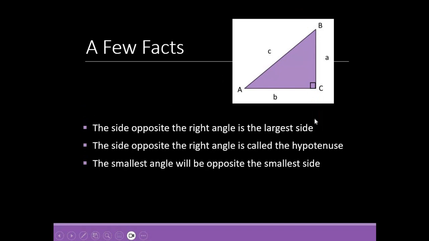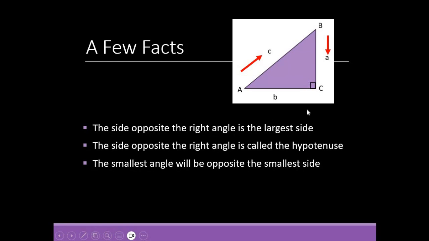Okay, so here's some more facts. The side opposite the right angle is the largest side. That is because this is the largest angle. We talked a minute ago about the fact that these other 2 angles have to be smaller than 90 degrees because they both add up to 90 degrees. So this side is going to be the biggest side because it corresponds to the biggest angle. It is also called the hypotenuse. I know it's a weird word, but you're going to hear it a bunch during this section. The hypotenuse is the side that is opposite the right angle in a right triangle.